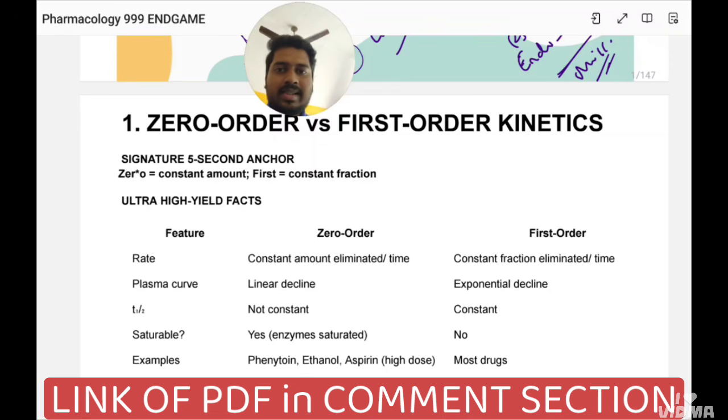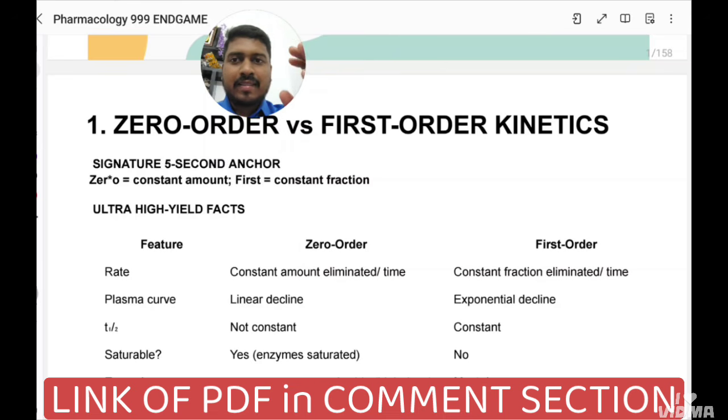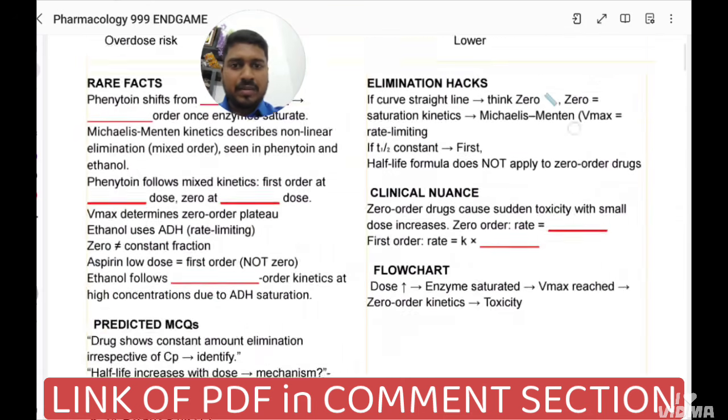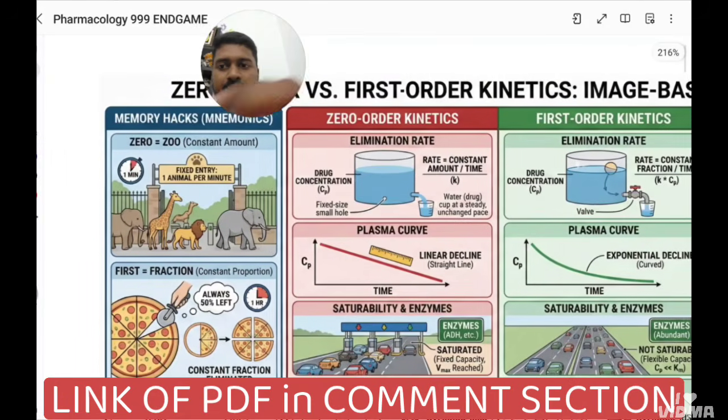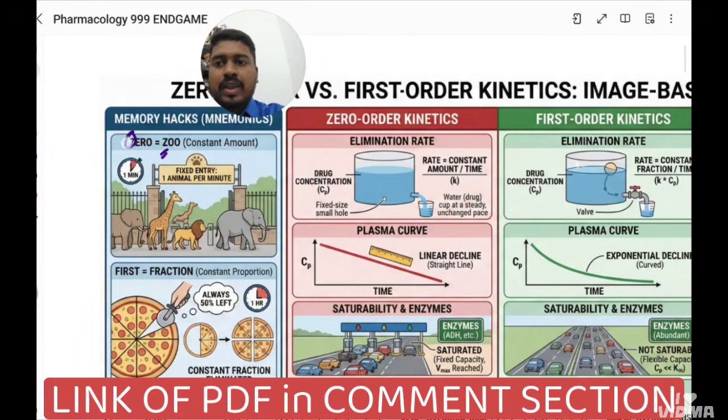So the first topic is zero order versus first order kinetics. I'll explain with the help of an image, with which it will be easy to remember things. This is the overall image we have. First, let us see what is the basic difference between zero order and first order kinetics. Remember zero as zoo, Z for Z, and first as for fraction.